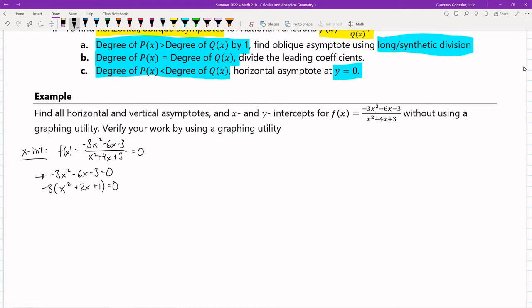And I know that this factors to x plus 1. So therefore, both of these tell me that x is equal to -1. So then my x-intercept is going to be at (-1, 0).